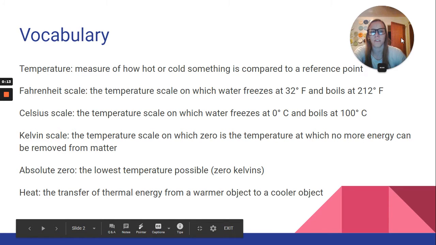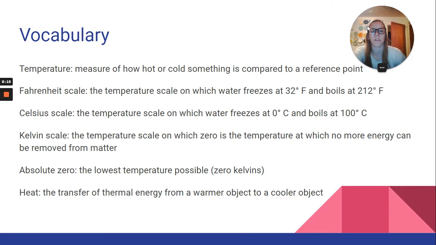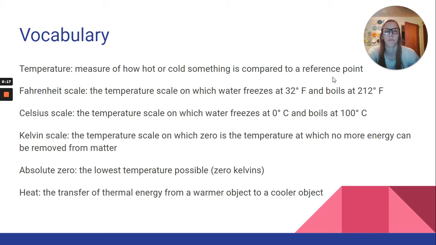So we have temperature is a measure of how hot or cold something is compared to a reference point. The Fahrenheit scale is the temperature scale on which water freezes at 32 degrees Fahrenheit and boils at 212 degrees Fahrenheit. The Celsius scale is the temperature scale in which water freezes at 0 degrees Celsius and boils at 100 degrees Celsius. And the Kelvin scale is the temperature scale in which 0 is the temperature at which no more energy can be removed from matter.